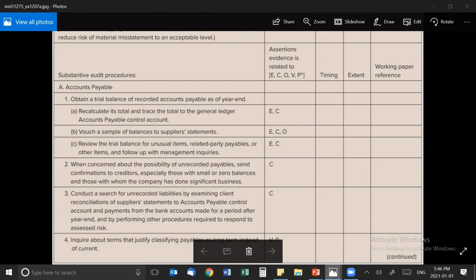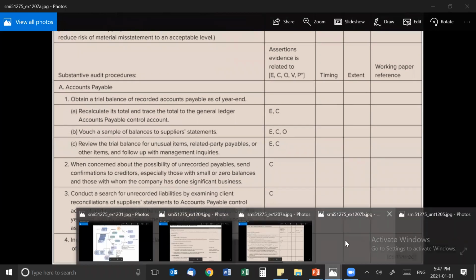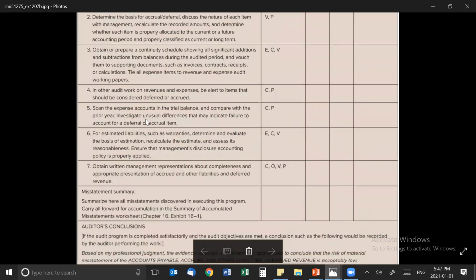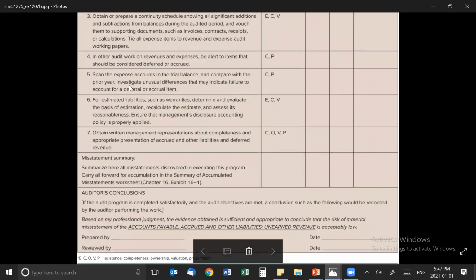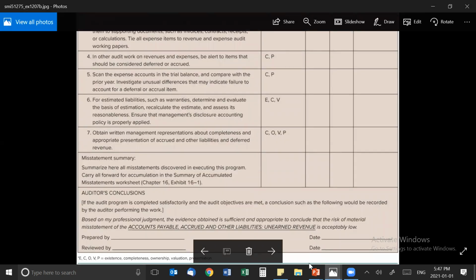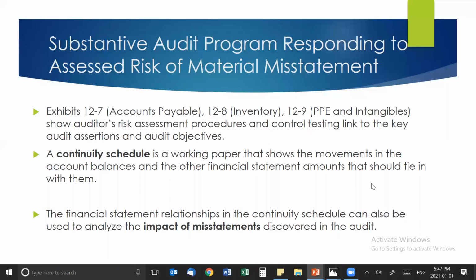Okay, other part. So these are just some of the types of procedures that can be done on accounts receivable. Okay, so agree each balance to the general ledger, compare with prior year. So that's just some of the types of audit procedures that can be done. Scan the expense accounts, compare with the prior year, investigate any unusual differences, maybe there's a big expense, and why. Okay, and then prepared by, date, reviewed by, and date there.